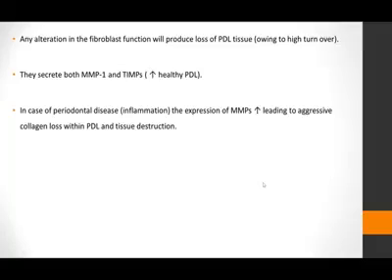Whereas in case of certain diseases like inflammation and any other periodontal disease, the expression of the matrix metalloproteinases, the MMPs, is increased, which leads to aggressive loss of collagen within the PDL at that particular disease location and eventual tissue destruction. So the fibroblasts, which are predominantly present within the PDL, have these important functions of generating the extracellular matrix and the fibers of the PDL, and also maintaining them and degrading them when required.